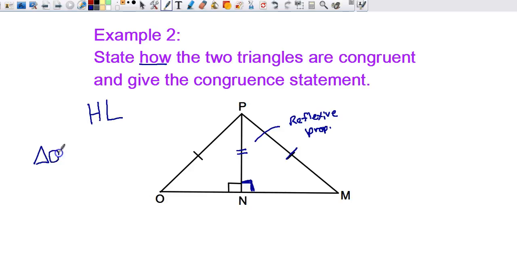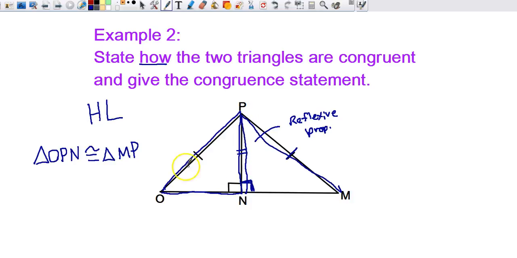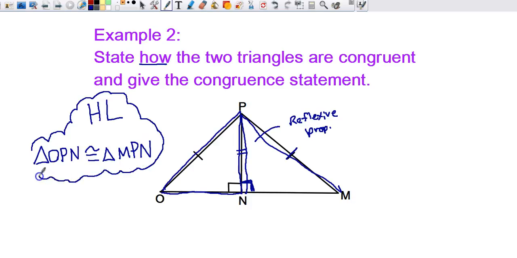The congruent statement, let's see, if I start with O, OPN, so triangle OPN, that's going to be congruent to triangle, O will match up with M. So it's going to go MPN. It's going to be nice and symmetric. So this is kind of your double part answer. You got your how and your congruent statement. All right, next example.